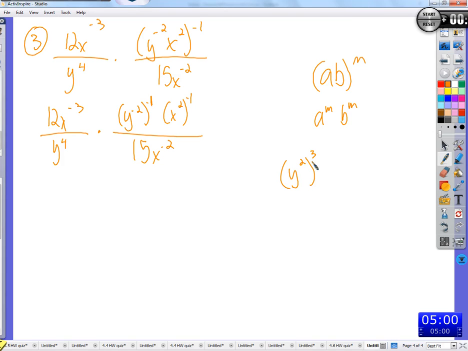The wrong question to ask is, do I add or do I multiply? The wrong question is, is this y to the sixth or is this y to the fifth? That's not the right question. It's just, what does this mean? Y to the second to the third means something times itself three times. That's y squared times y squared times y squared, three times.